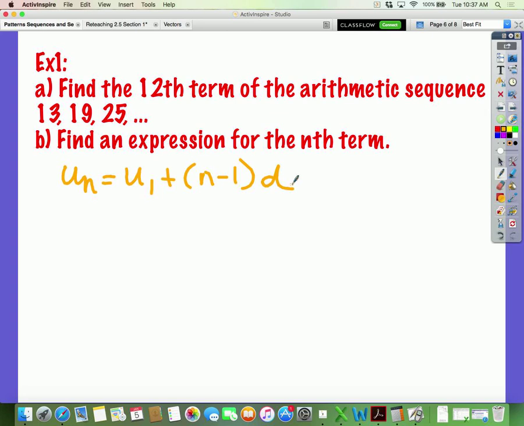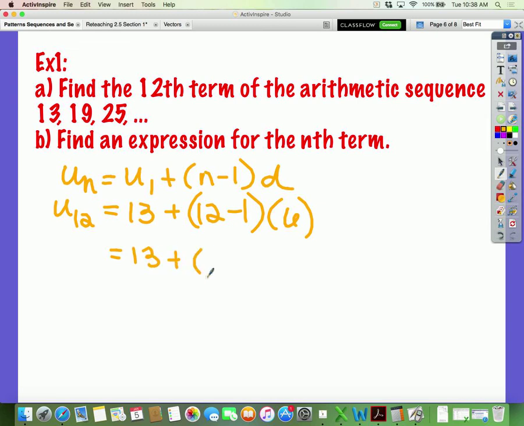And what would the 12 represent in this formula? The n, because we're looking for the 12th term. So this would be u sub 12. U1 represents our first term, which is 13, and d represents our common difference, which is positive 6.